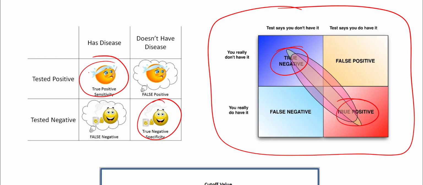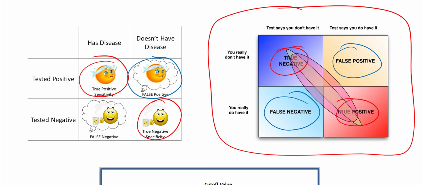Let me use a different color here. This is false negative and false positive. False means the test didn't work. So here it is, false positive. It didn't work, but it's saying I tested positive, when I really don't have the disease. It says I did have the disease where I really didn't. And this one is false negative, which is saying the test was wrong, and it's saying I don't have the disease, but boy, I really do have the disease.